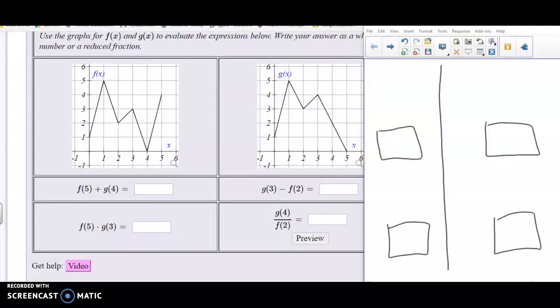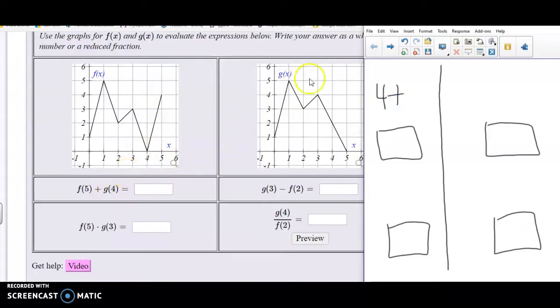This is a graphical problem from MyOpenMath. Definitely a distinct problem, so I wanted to show it to you the way it appears. It asks for f of 5 plus g of 4. Well, f is on the left and g is on the right. So f of 5 is right here. You go to 5. That's the x value. You find the y value that goes with that, and that's 4. So I'm going to have an answer of 4 on the left here. And then I add that to whatever I get for g of 4.